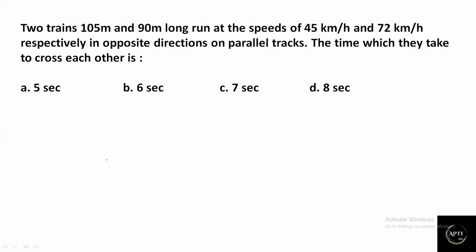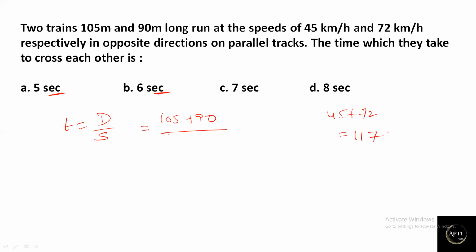Now here also the same thing. Here we need to find the time. Based on the options, all are given in seconds, right? So time is equal to distance by speed. Here the distance I can directly take as 105 plus 90, divided by the speeds, which are very important. Since it's opposite directions, here 45 plus 72. 45 plus 72 means 117.